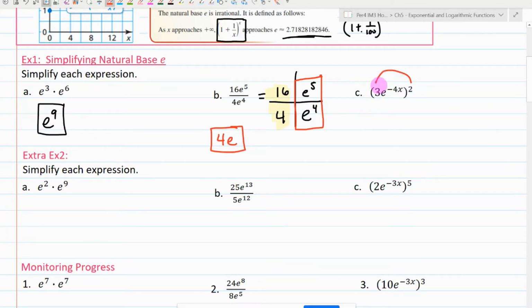The next one, it's going to become 3 squared and e to the negative 8x. 3 squared is 9. And then e to the negative 8x, we're going to move that to the bottom and make it e to the positive 8x because you don't want to leave a negative exponent. Go ahead and do all 6 of the next ones, please.